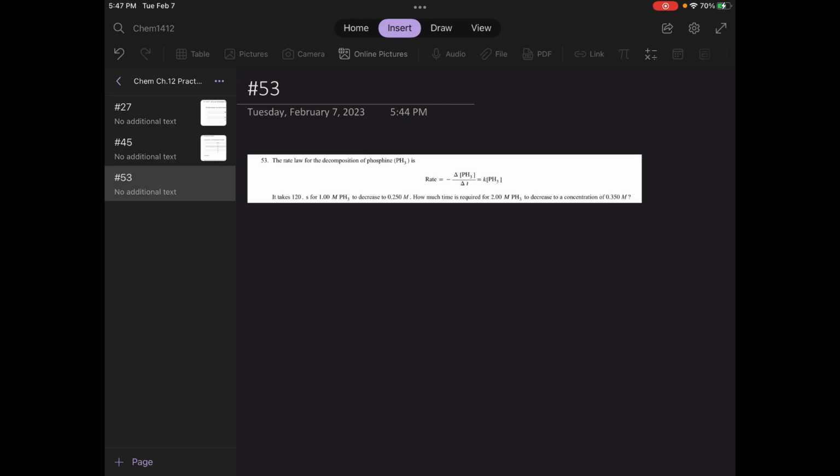Hello, and this is my question for number 53, chapter 12. Here it's telling us the rate law of the decomposition of phosphine, PH3, is rate equals the negative change in molarity over the change in time, equal to the constant k times our molarity, in this case PH3. Since it takes 120 seconds for 1.00 M PH3 to decrease to 0.250 M, how much time would it require for 2 M PH3 to decrease to a concentration of 0.350 M?